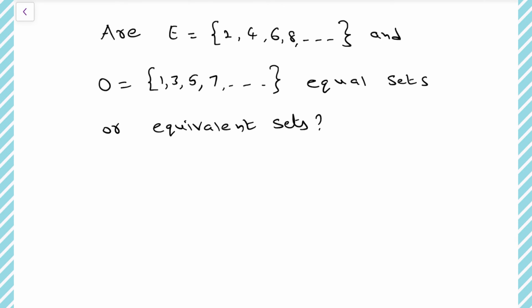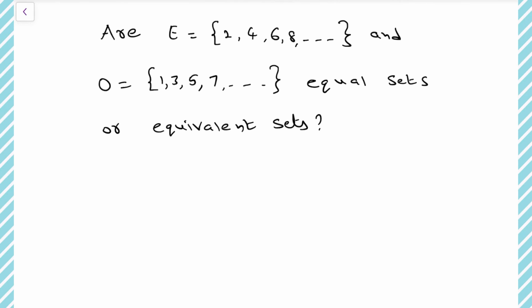Are set E, 2, 4, 6, 8 and so on, and set O, 1, 3, 5, 7 and so on, equal sets or equivalent sets? First of all, what is the difference between equal sets and equivalent sets? Equal sets are nothing but, in the given two or more sets, every element should be the same. If every element is the same, then those sets are considered as equal sets.